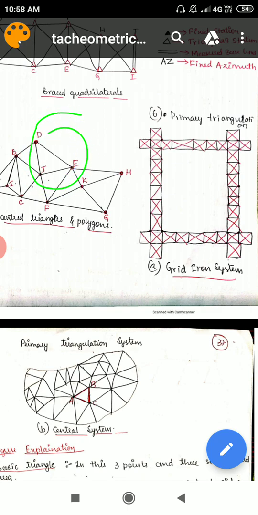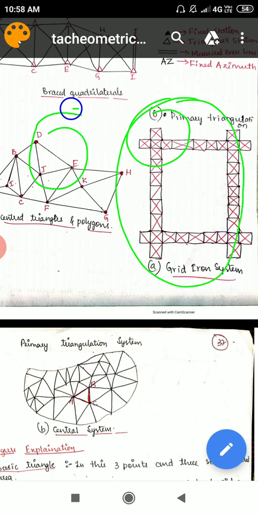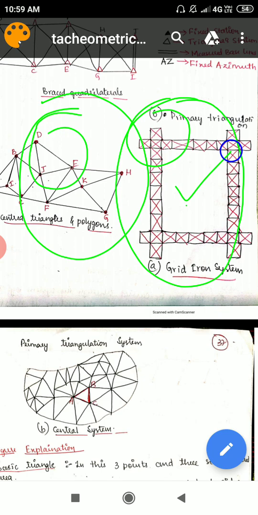This system is a primary or first order triangulation system. This covers the entire area, and also it covers a large area. So, by using polygons with central triangles it is also suited to uneven surfaces. Okay, it is the first one. In these cases, it is a grid iron system. In this case, what will happen? It comes in the primary triangulation system. These both come in primary triangulation.